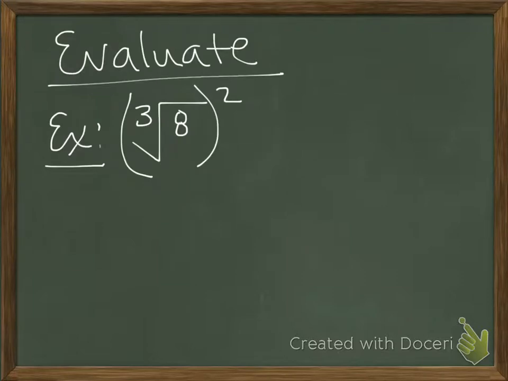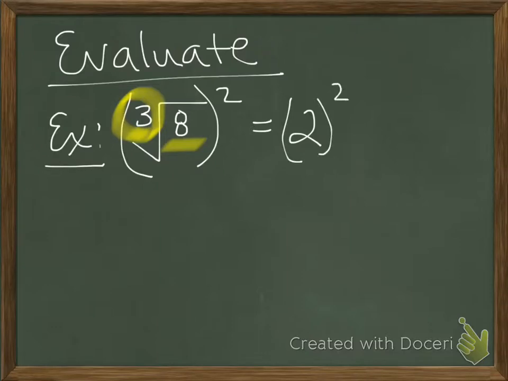Okay, so we have a few problems that we're going to evaluate, and I'm going to evaluate them just by seeing what the problem is actually asking me. So for this example, the cube root of 8 to the 2nd power, well, first of all, we need to know what number to the 3rd power equals 8. So what times what times what equals 8? And that's going to be 2. So the cube root of 8 is 2. And then I have to still square it. So 2 squared equals 4.